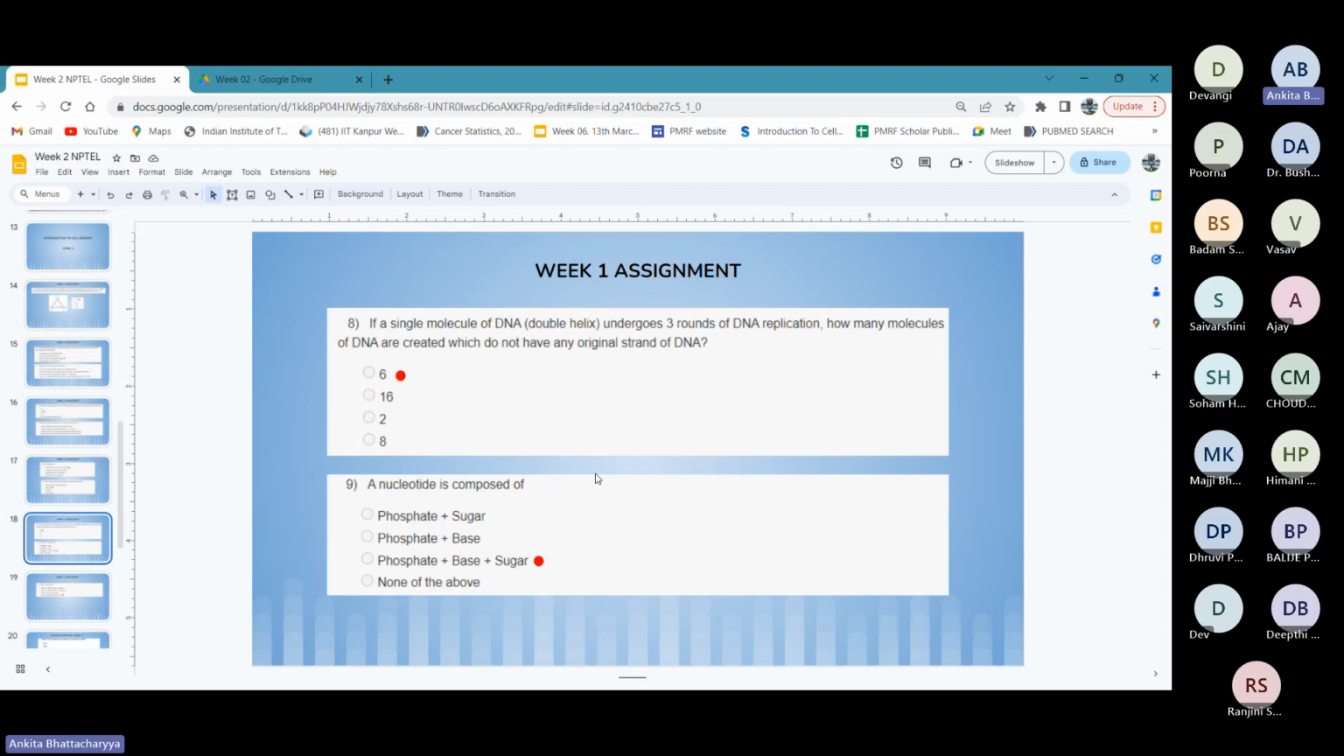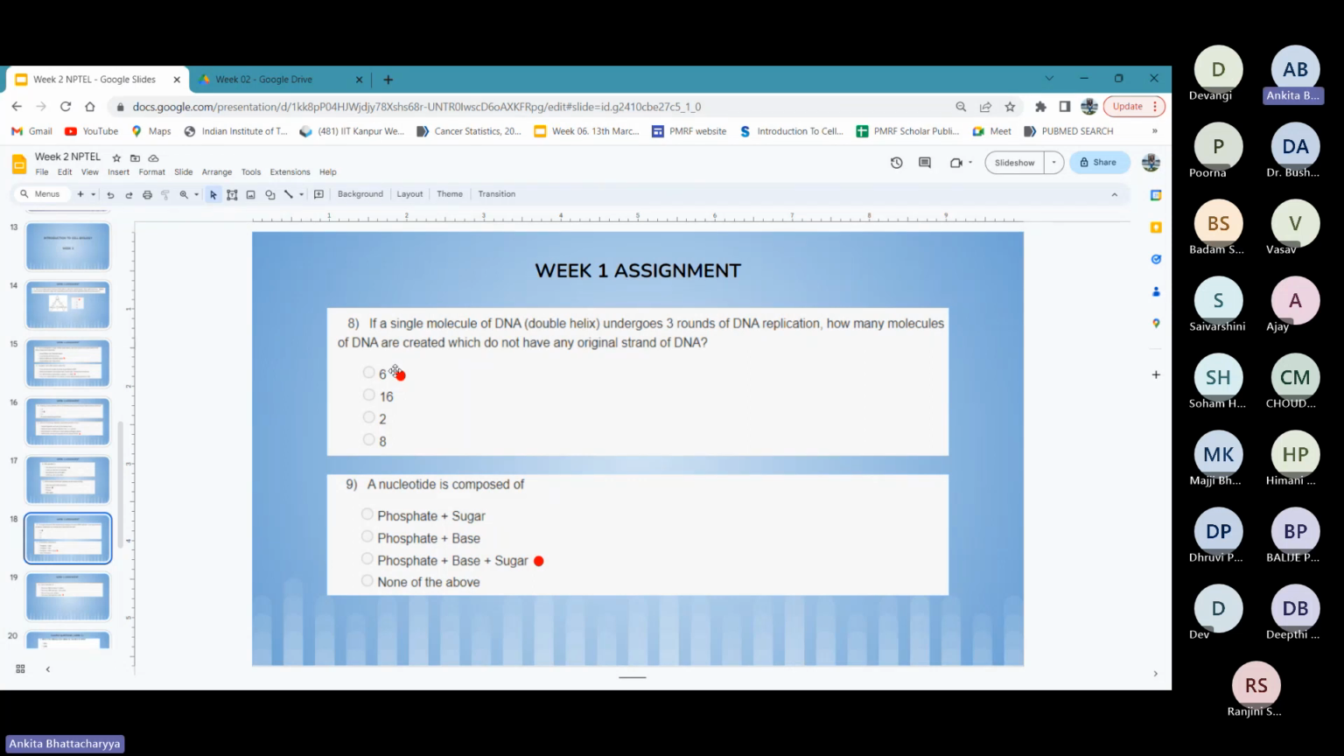You have to make sure that you understand that the nature of replication will always remain semi-conservative. So in the first round, you will retain both strands, but in eventual rounds, you will get strands which are completely newly synthesized and no parental strand is retained. And effectively, after 3 rounds of replication, you would have 6 DNA molecules, 12 strands, but 6 individual DNA molecules which do not have any original strand of DNA. So that is the answer given here.